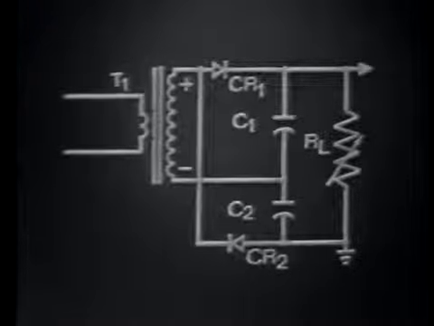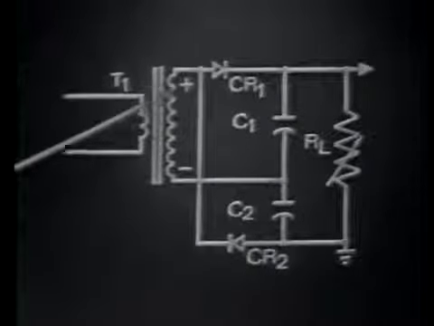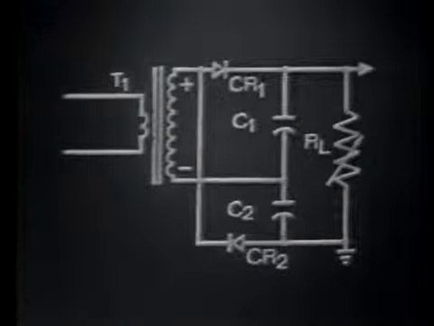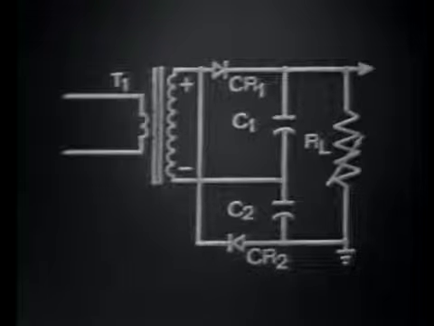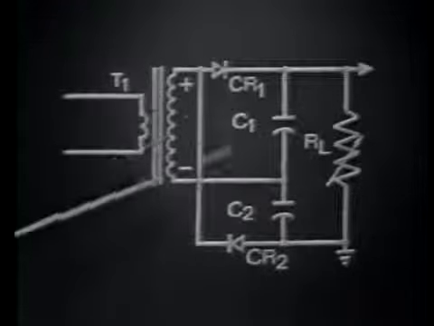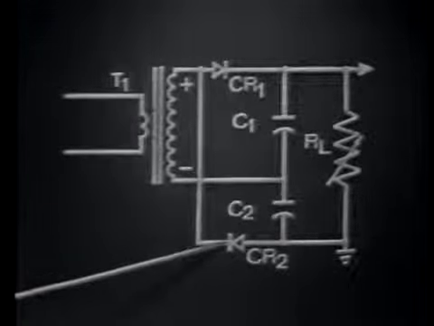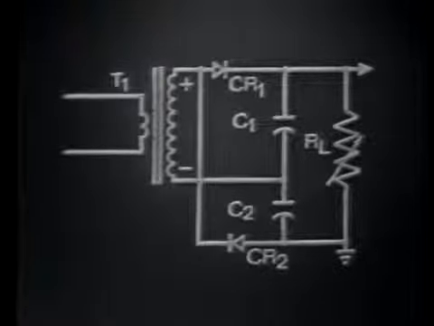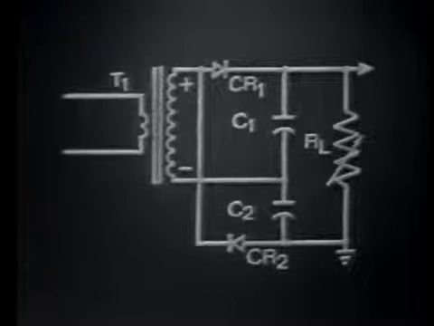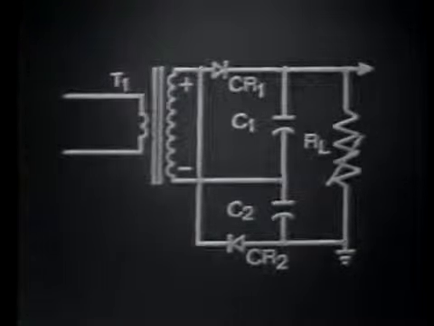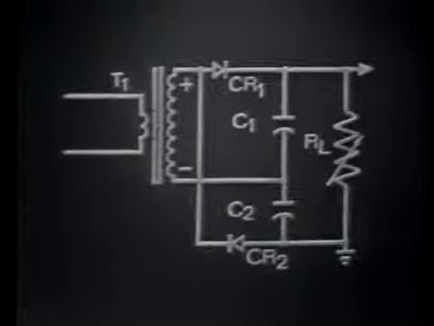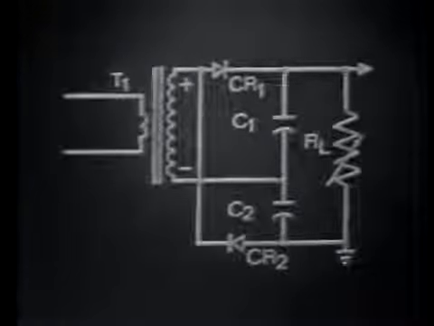If we begin circuit operation when the input signal is negative to positive across the transformer secondary, then the anode of CR1 is positive, and likewise the cathode of CR2 is also positive. Now, in order for a diode to conduct, we know that the diode must be forward biased, or its anode must be positive with respect to its cathode. CR1 meets this requirement, so it conducts.